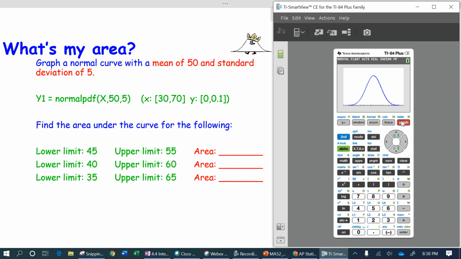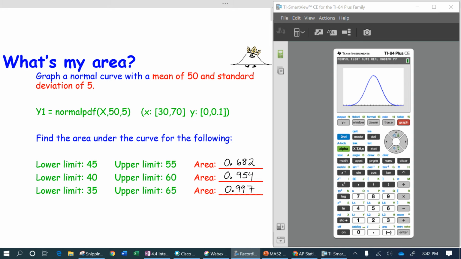I'm going to go ahead and have you do these ones on your own. So go ahead and push pause, and then when you're done, push play, and let's see if you got the correct areas here. So you should have gotten the areas 0.682, 0.954, and 0.997. What pattern do you notice that we've seen in the last two examples? Are those pretty similar?